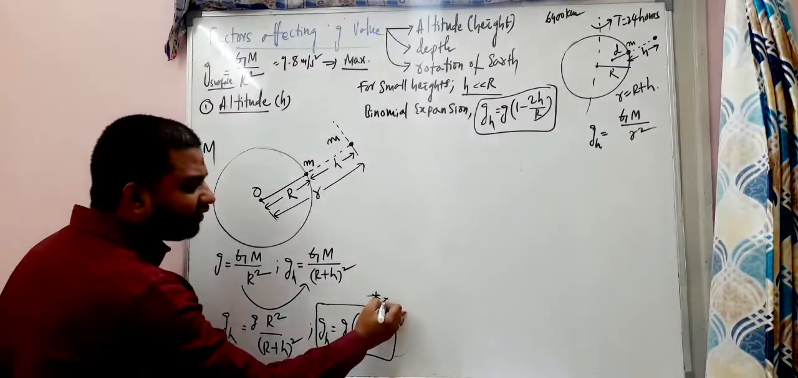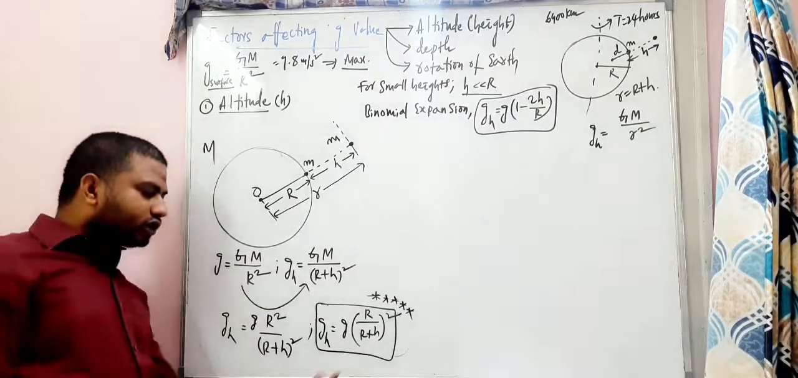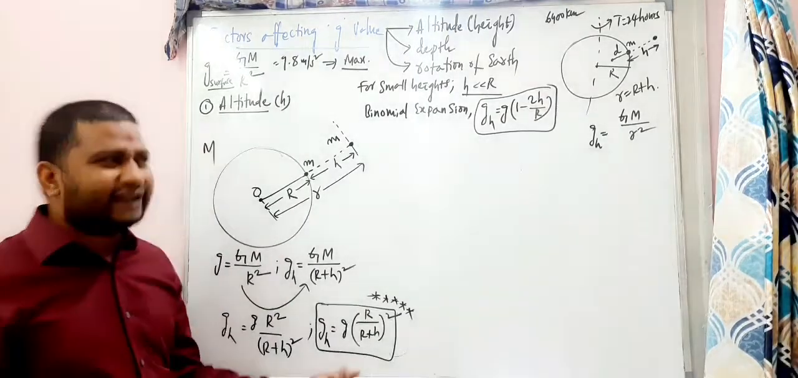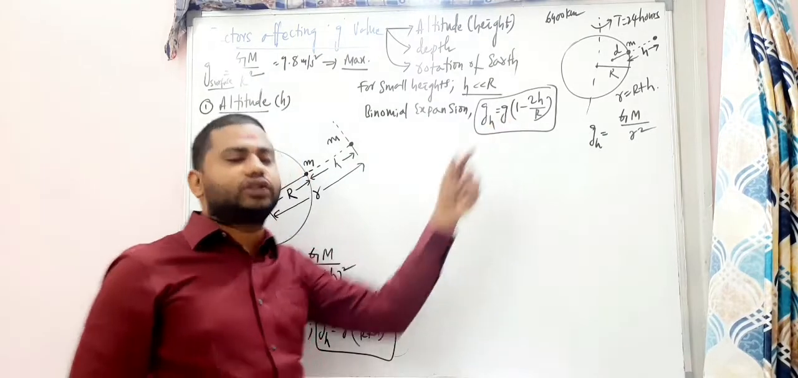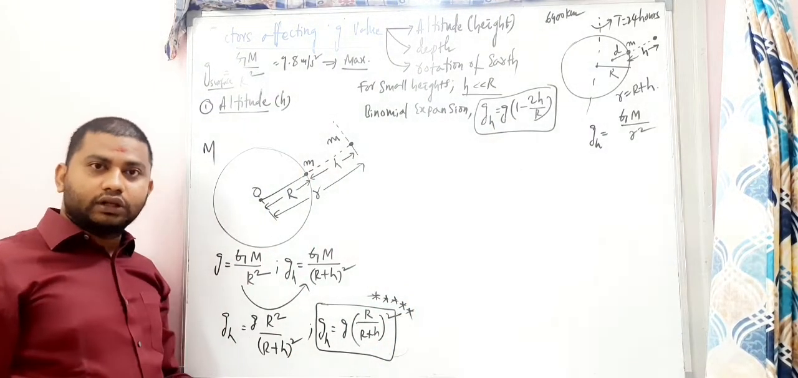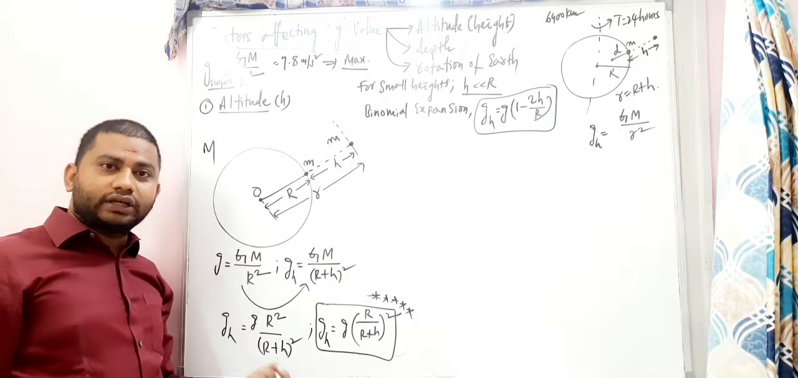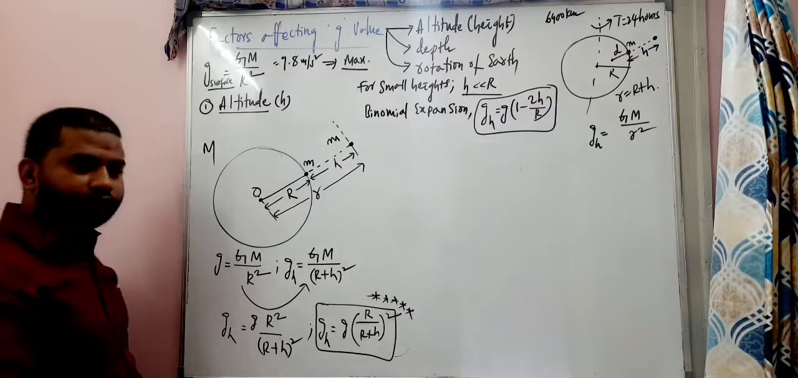This is when height is small in comparison with the radius of the earth. So mostly we'll use this formula. Five stars. And this is rarely used, right? So 99% will not use this, and we'll use this. Understand? Alright. Clear? Now, carefully observe.